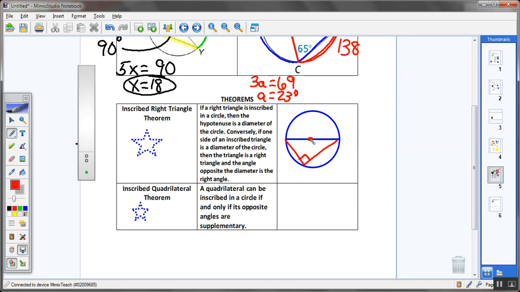Okay, then the other part of this says the following. If you have a four-sided figure inside a circle, draw your circle. Drawing it. Put a four-sided figure in there. It doesn't have to be a square. I don't care what you put in there. You could put a square in there. I'm going to make mine a little goofier. There's mine.